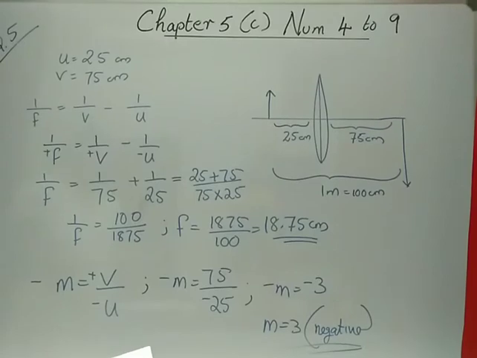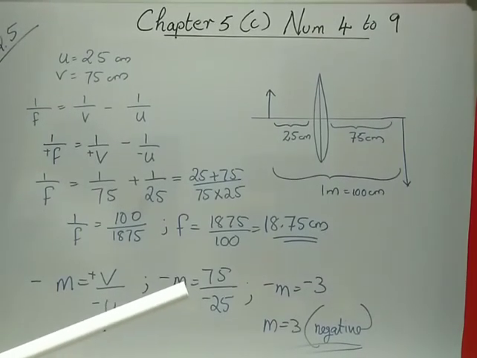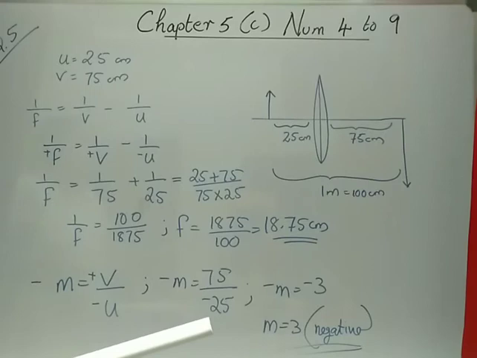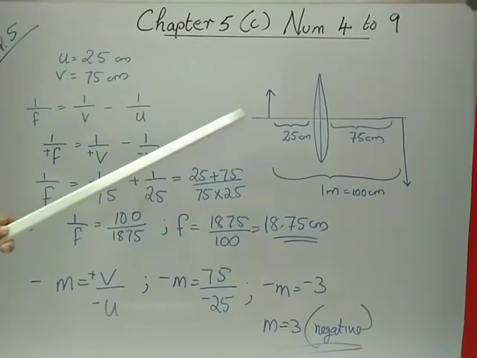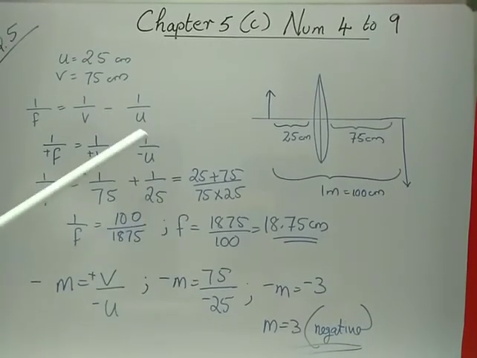Next, question number 5. An illuminated object lies at a distance of 1 meter from a screen. Here two different terms are used. An illuminated object, that means our object, lies at a distance of 1 meter from a screen.